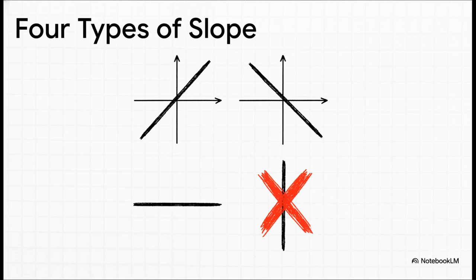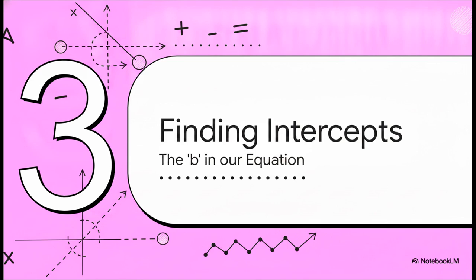And actually, here's a fascinating little detail, straight from the textbooks. A completely vertical line is actually not a function at all. It entirely breaks the rules of what a function is allowed to be. Pretty wild, right? All right, section 3, finding the intercepts, or the b in our equation.